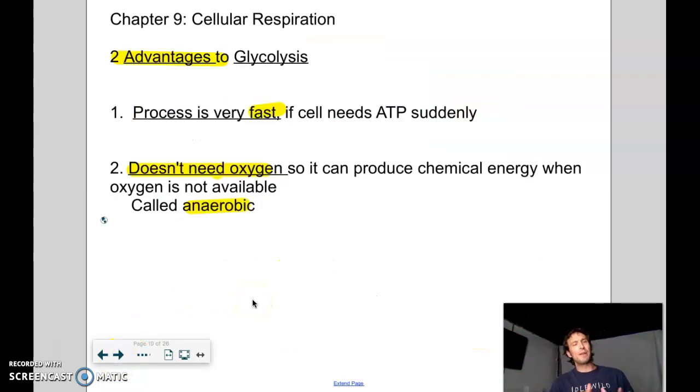Now that pyruvic acid, we're going to get into here in just a minute, goes into the next stage, the Krebs cycle. But just to point out a couple things about glycolysis, this is a very fast process. So if you need ATP right now, it's good. But it's inefficient. That's one of the issues with it.